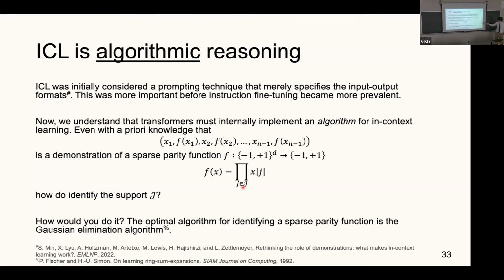And the optimal algorithm, the information theoretically optimal algorithm, is known as the Gaussian elimination algorithm. So there's a way to do this optimally. I'm not saying that the transformer is doing it in an optimal way, but it has to be implementing some algorithm.